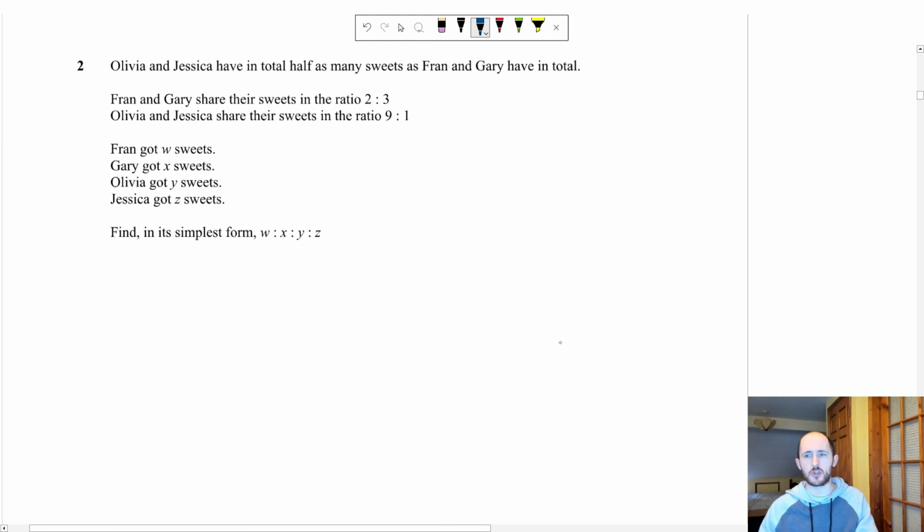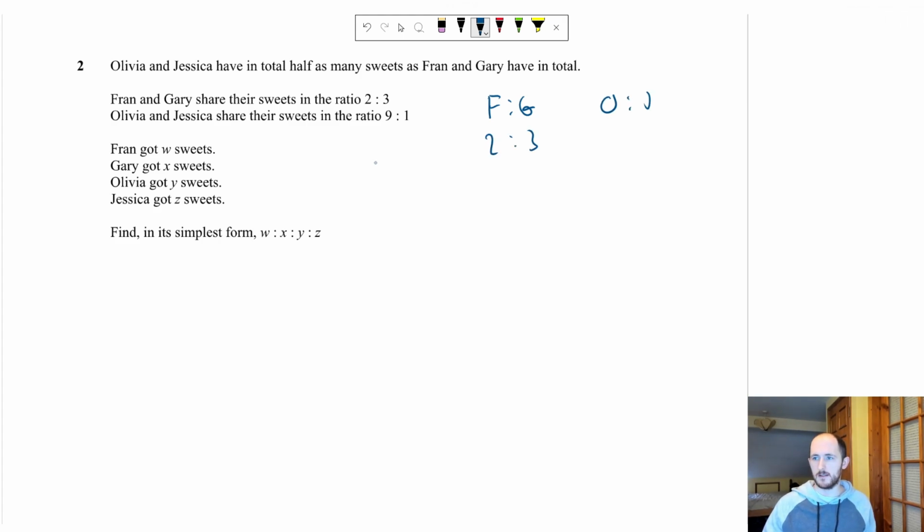Now, there are so many ways to do this, and I'm going to show you my way, which I personally think is obviously much easier. So in general, as you can see, if we have Fran and Gary, one way is we can lay this information out just one more time like this, so 2:3. When you're combining your ratios, you would normally try and look for a letter that's in common and make that number the same.